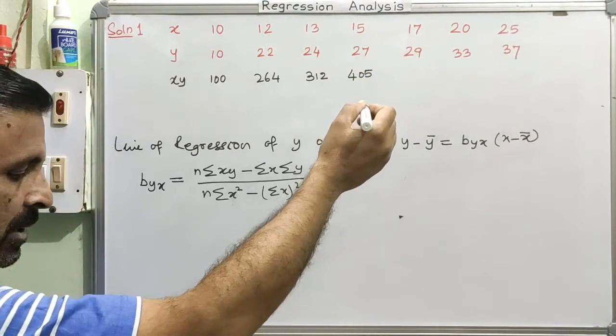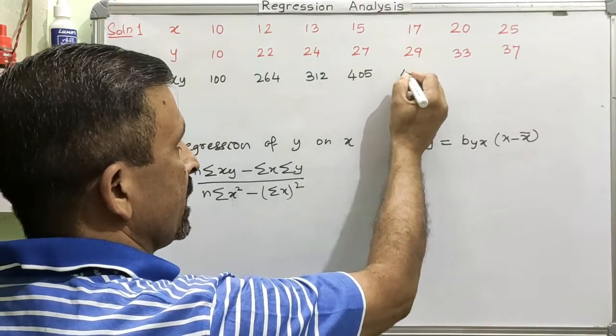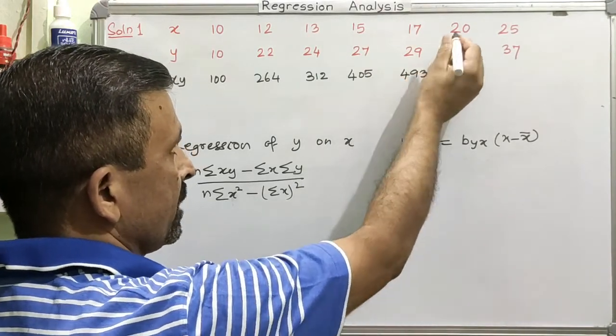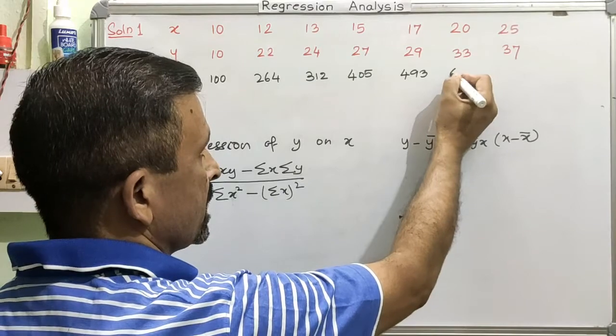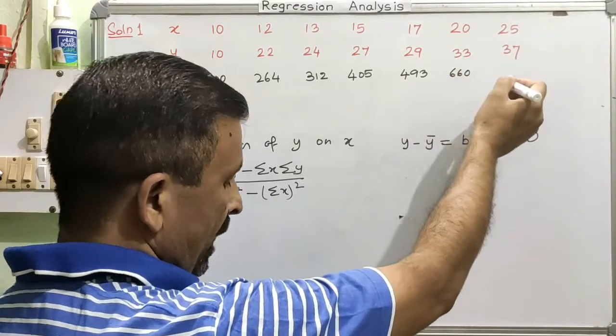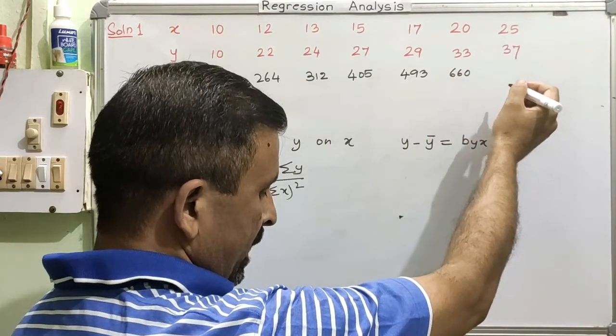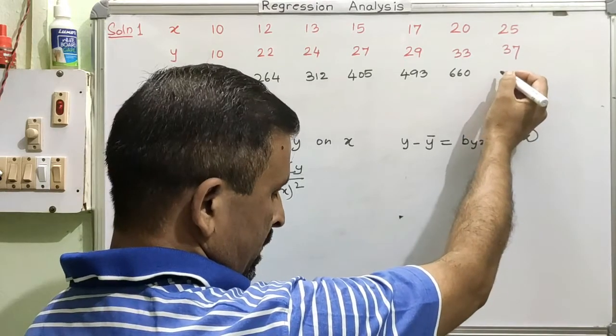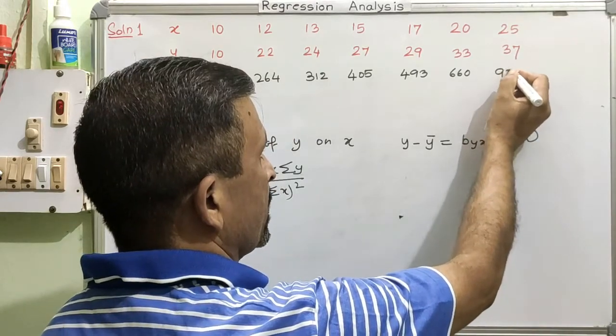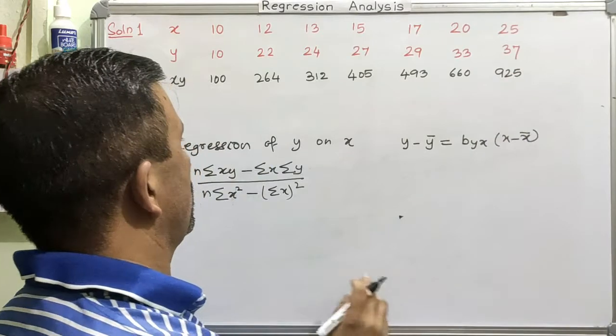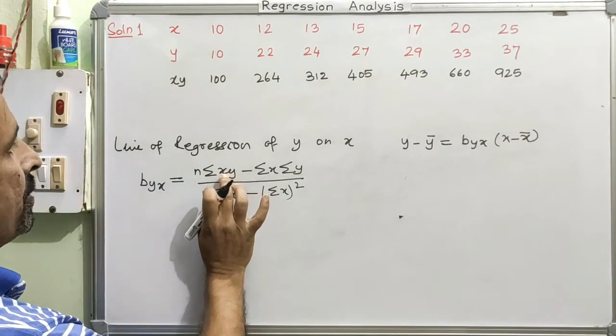Then 17 into 29 is 493. Then 20 into 33 is 660. And 25 into 37 will be equal to 925. So I completed this task, right?